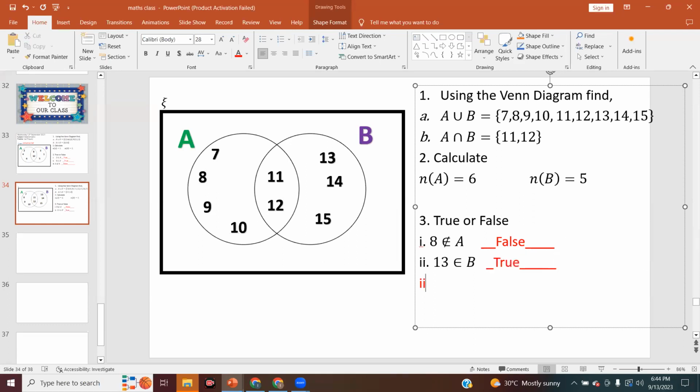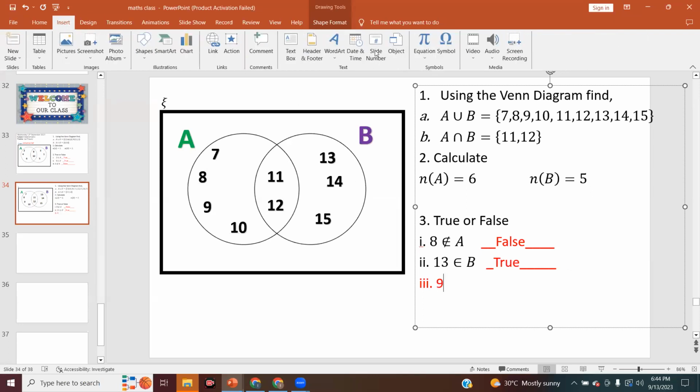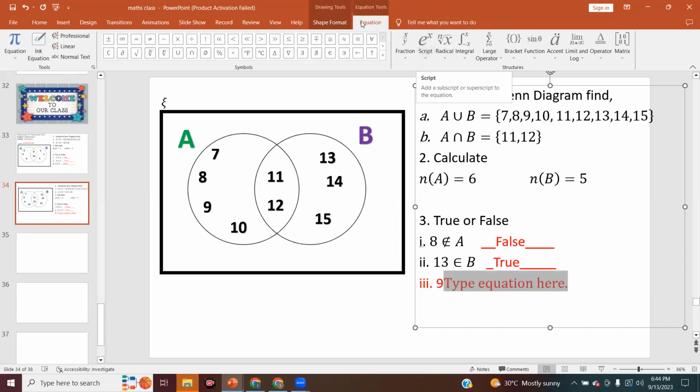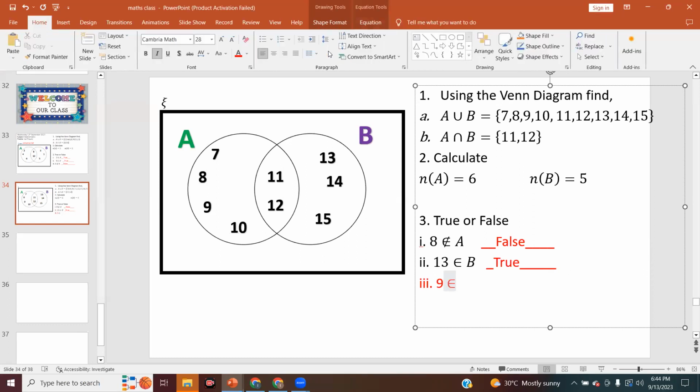And triple I, we have 9 is an element of 8. Is that true or is that false? I want you to tell me verbally. Is 9 an element of 8? You don't have to put in the chat. Just tell me verbally. Yes, sir. It's true.